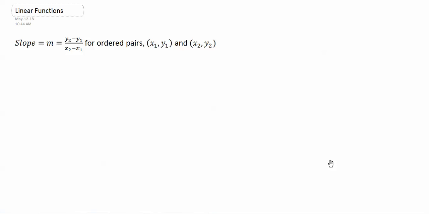Hi there, students, and we're going to continue our practice with linear functions here. Here we've got slope is equal to m is equal to y sub 2 minus y sub 1 divided by x sub 2 minus x sub 1.